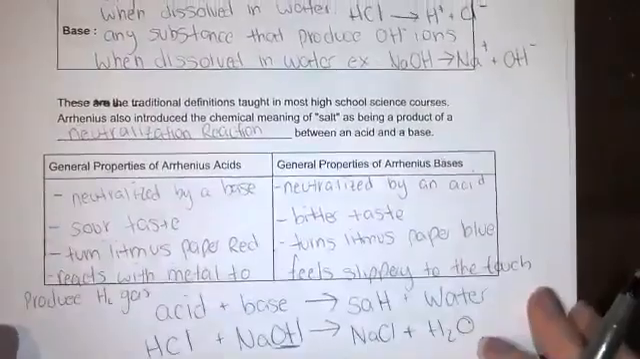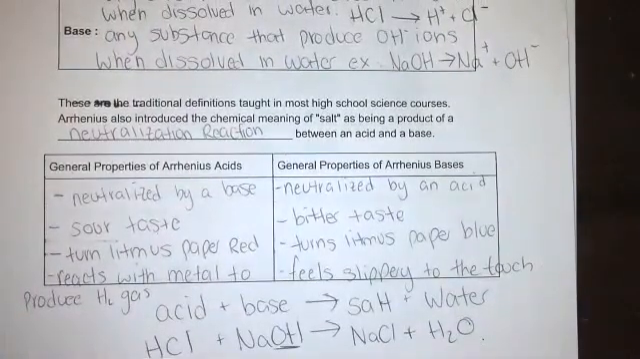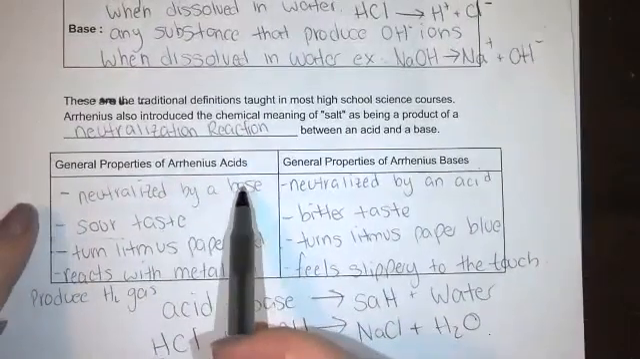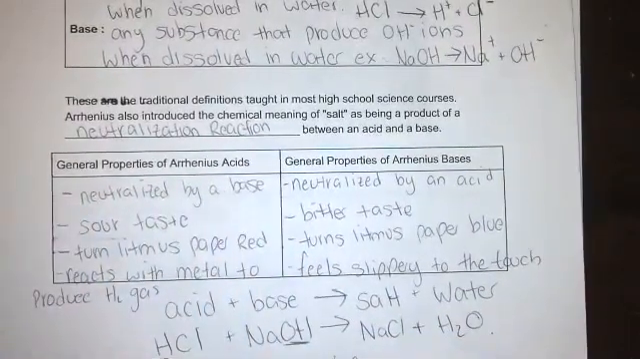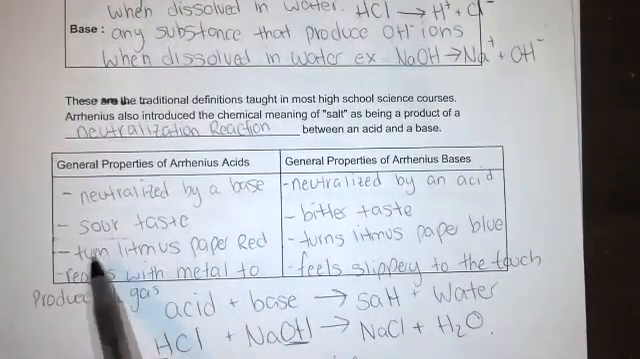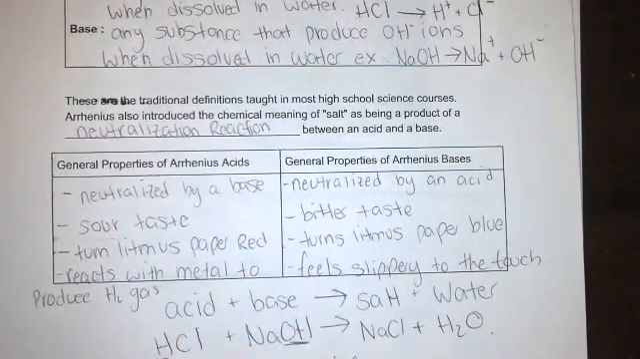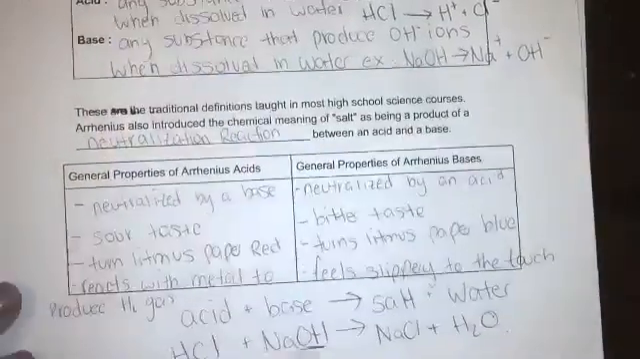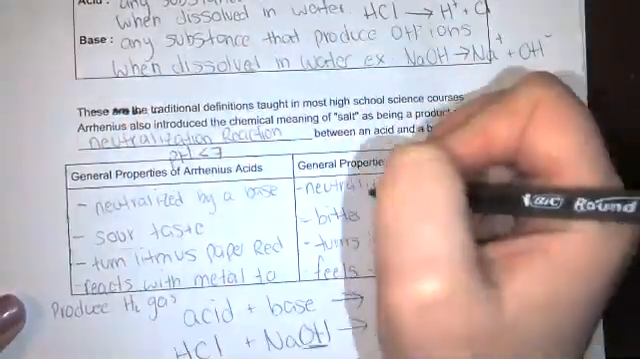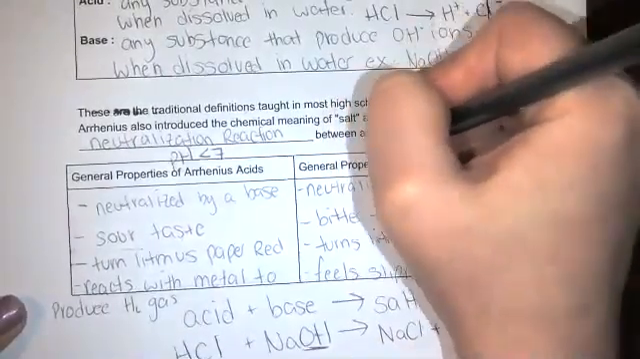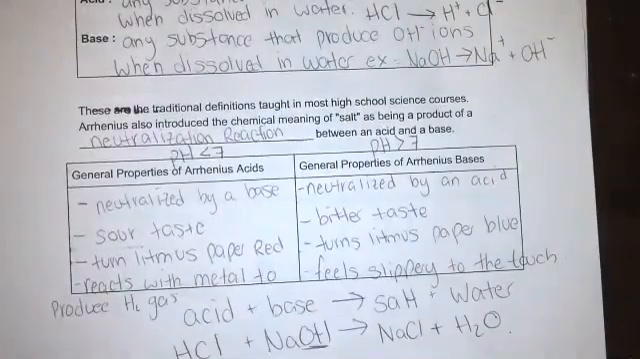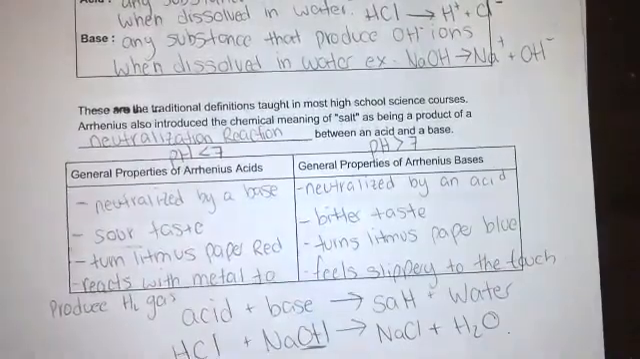Now, just some general properties of these types of acids and bases. Our acid can be neutralized by a base. It has a sour taste. For example, a common acid is lemon juice, so it's very sour. It will turn litmus paper red. Litmus paper is just one form of indicator that we can use to test for either an acid or a base. Remember also, acids have a pH that is less than 7, whereas bases have a pH that is greater than 7. If it is around 7, then it's going to be neutral. So if anything has a pH under 7, it would turn our litmus paper red.